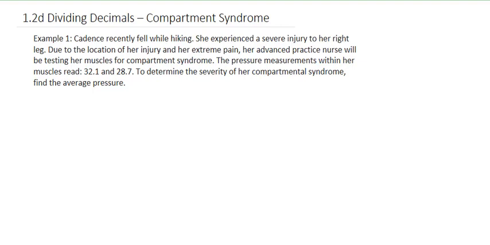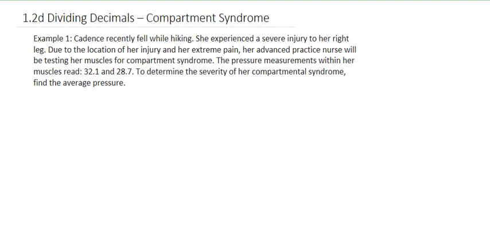Dividing decimals. Cadence recently fell while hiking. She experienced a severe injury to her right leg. Due to the location of her injury and her extreme pain, her advanced practice nurse will be testing her muscles for compartment syndrome. The pressure measurements within her muscles read 32.1 and 28.7. To determine the severity of her compartmental syndrome, let's find the average pressure.